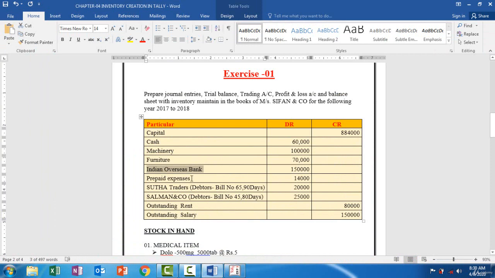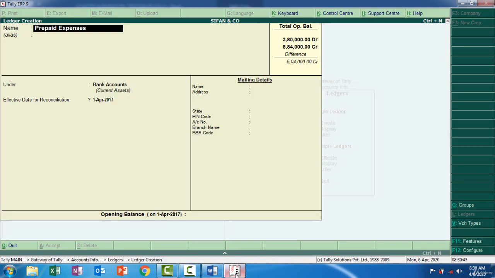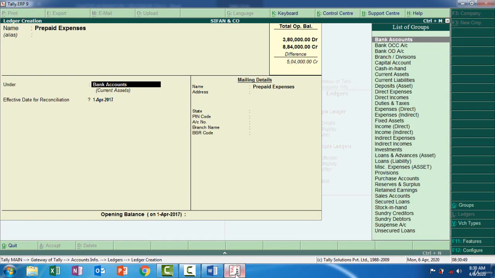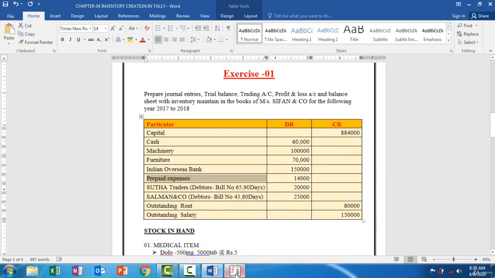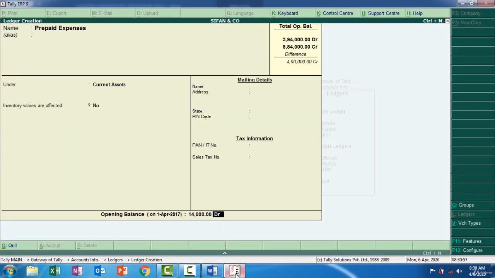The next one is prepaid expenses. Prepaid expenses mean we have given advance for future expenses. So it's one of the current assets for the company. So I'm going to choose current assets, and the amount for prepaid expenses is 14,000.